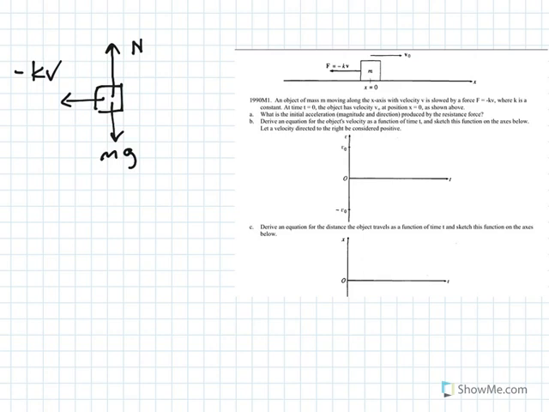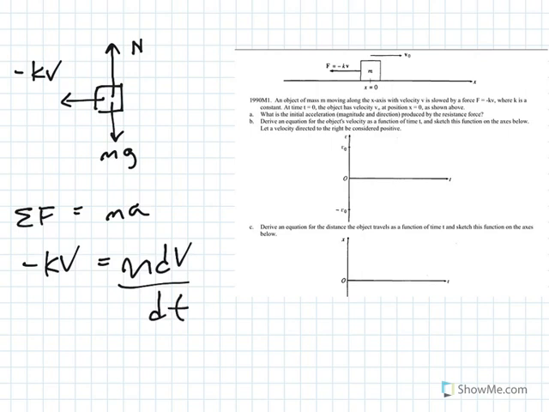That would require writing down Newton's second law. So net force is ma. Then we switch over to calculus land. So that net force is minus kV, and in calculus land, a is dv dt. There you go. So you'll get points just for writing down this differential equation.